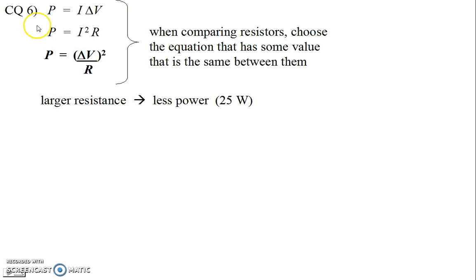The second part is about which bulb carries more current, but it's the same deal here. We look at our power equations. We want to pick something that's the same. It's going to be the delta V, so it's going to be this first equation now. We have the same delta V, but different powers, and how does that affect the current? And here it's an even easier relationship with delta V being the same.